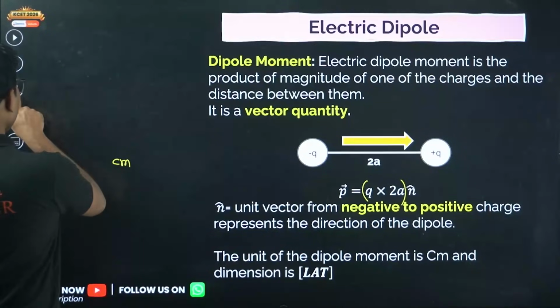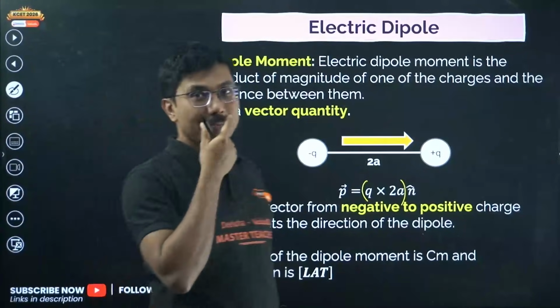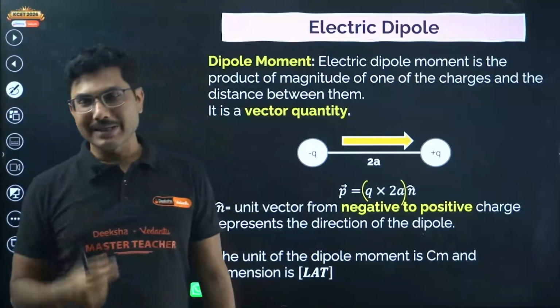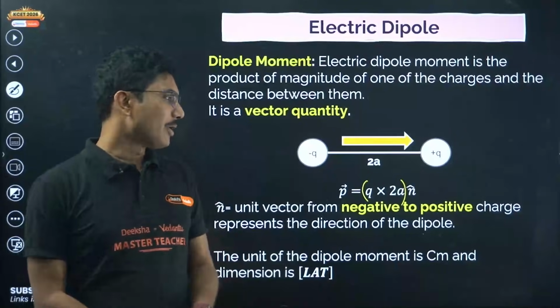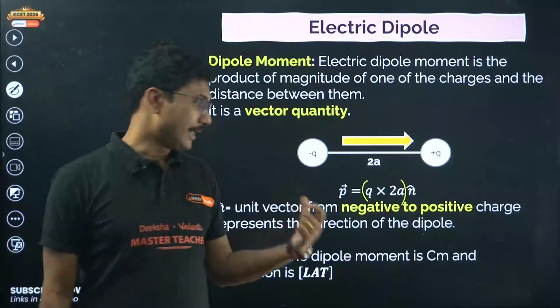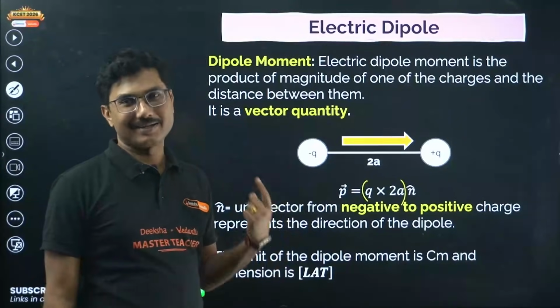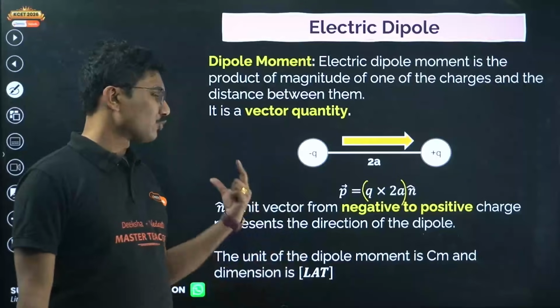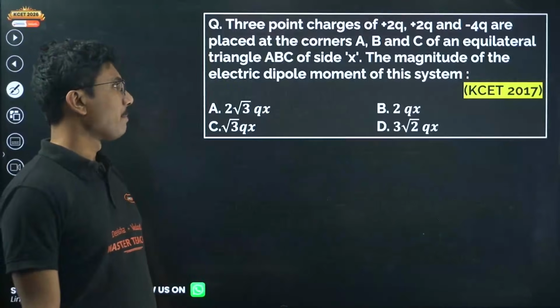Okay, don't confuse. Last year in the board exam there was one small typing error where instead of typing capital C they typed small c. That created a lot of panic among students. But you should remember that dipole moment is basically Coulomb meter and its dimension is LAT. So LAT is the dimension of dipole moment.